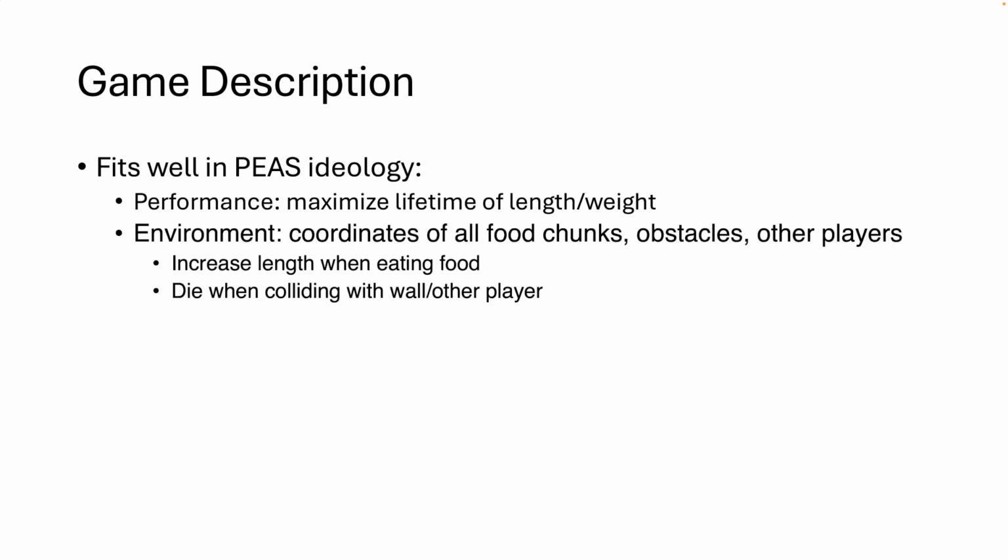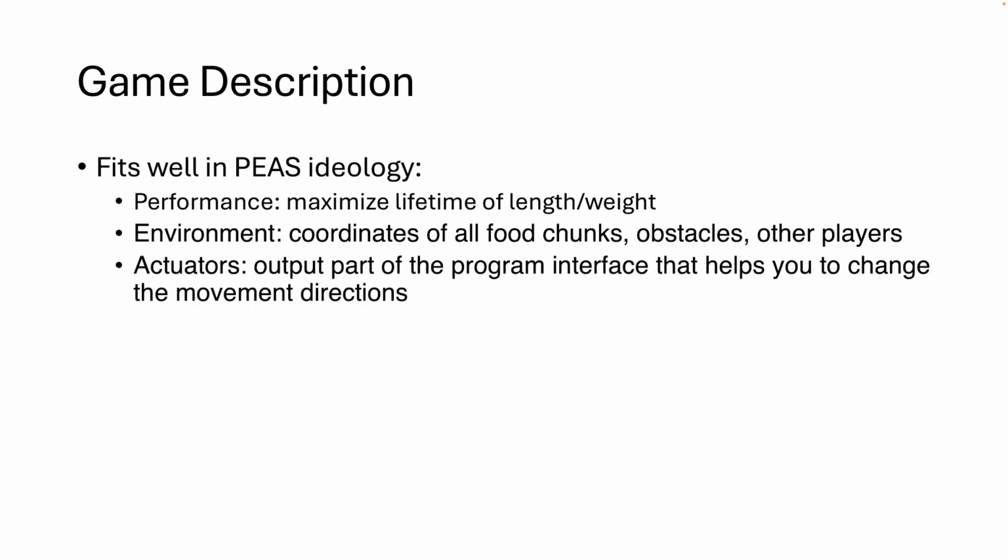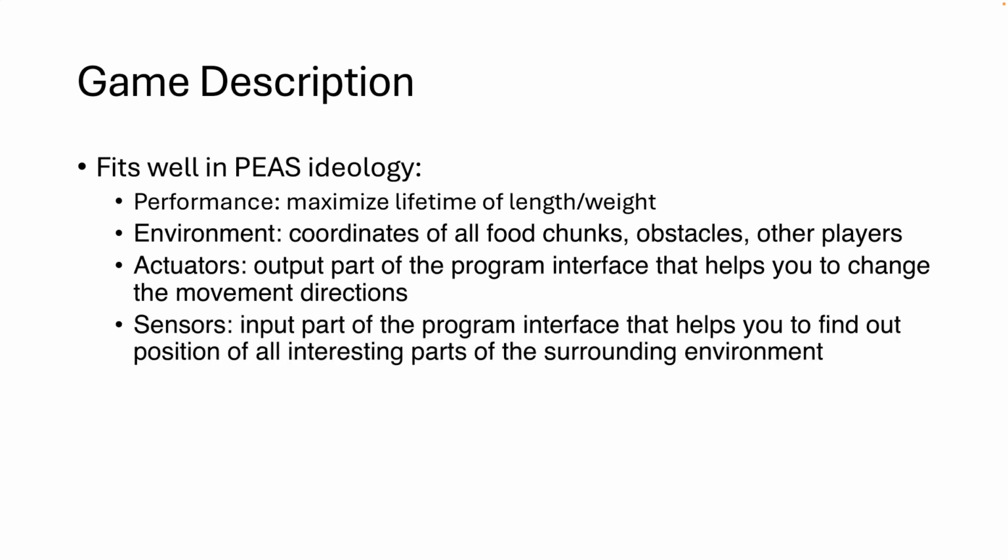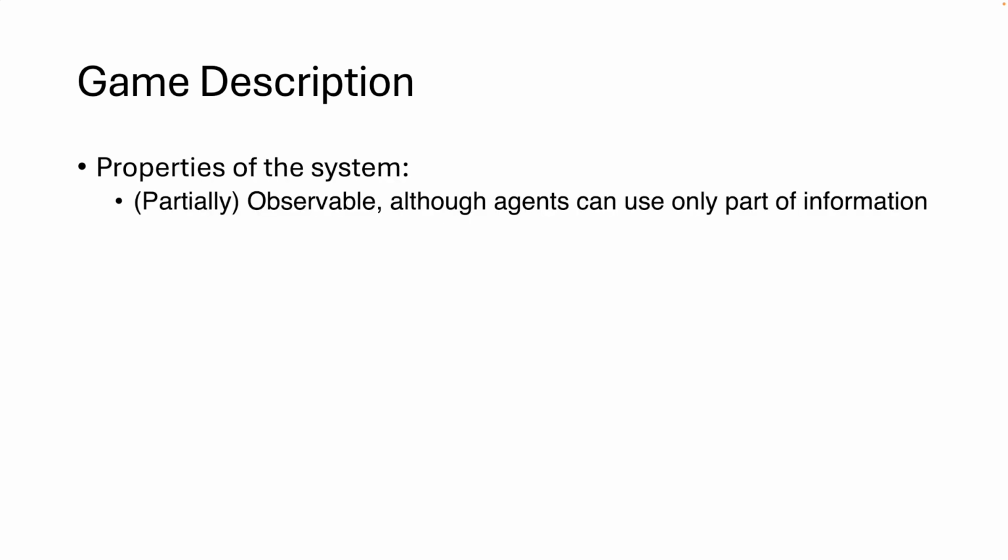The game description: as you can see, the game fits perfectly well in the PEAS ideology. The performance measure of the program will be to maximize lifetime or length of the agent. The environment consists of coordinates of all food chunks, obstacles, or other players. The actuators in this case will be the output part of the program interface that helps you to change the movement direction, and the sensors will be the input part of the program interface that helps you to find out the position of interesting parts of the surrounding environment.